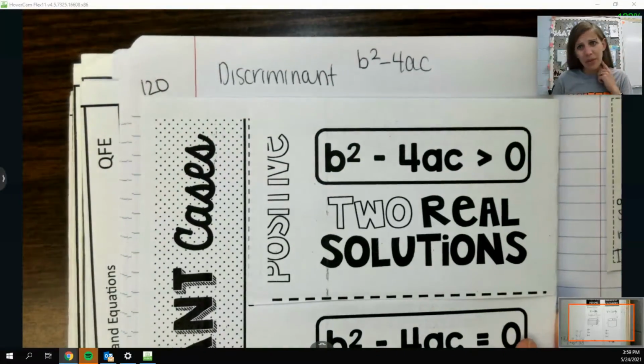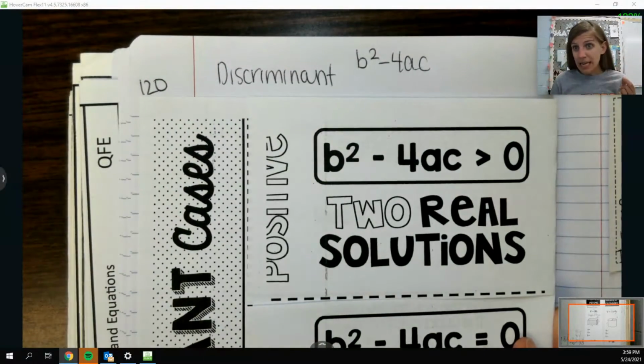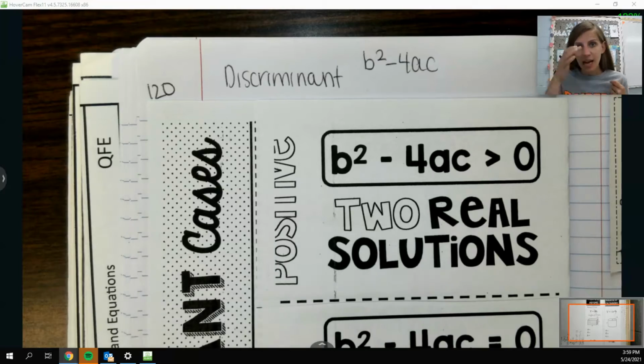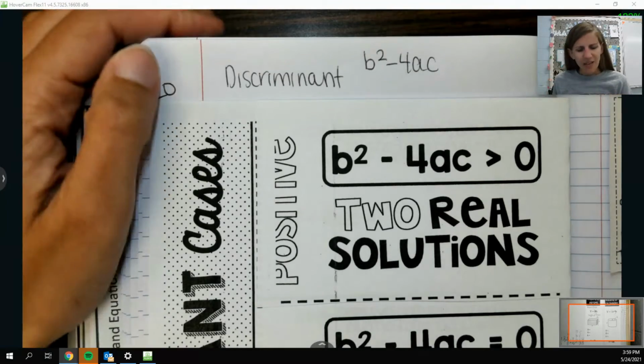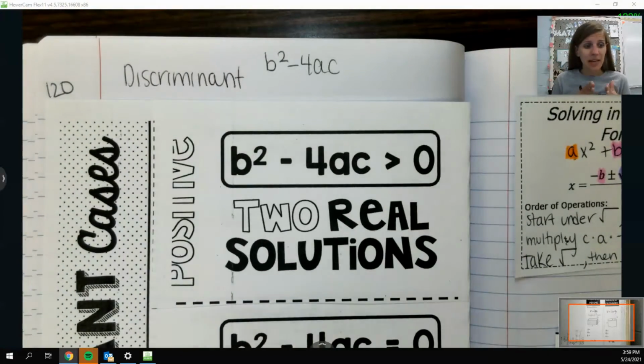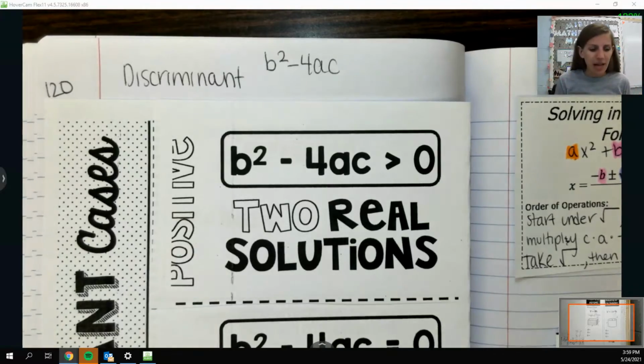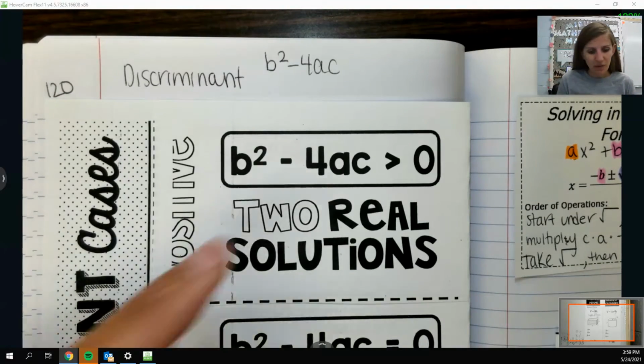And if you kind of think about the word discriminate, you can sort of see how maybe this makes sense. So like when I think discriminate, I mean like we are chunking people up into categories that maybe they don't deserve to be chunked up into. But that's kind of what our discriminant does too.